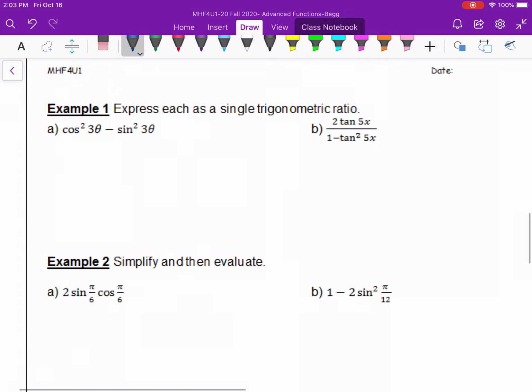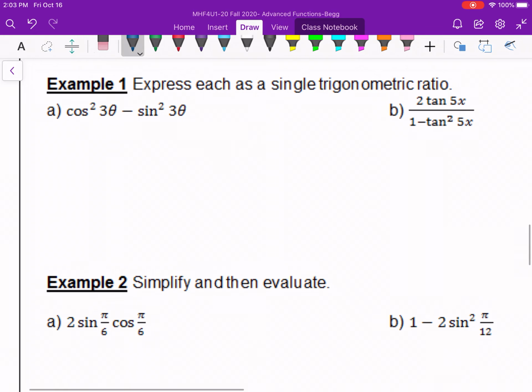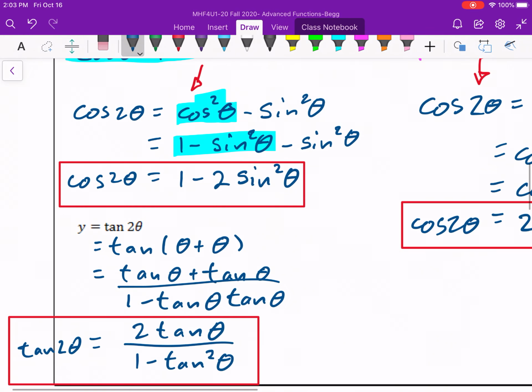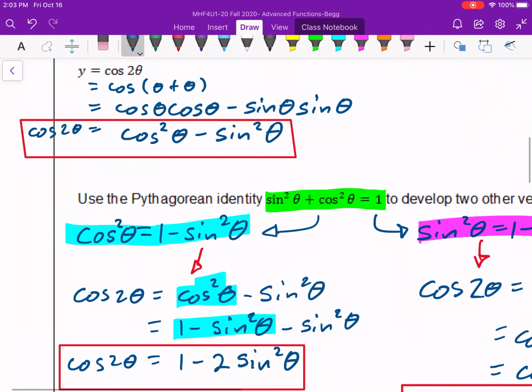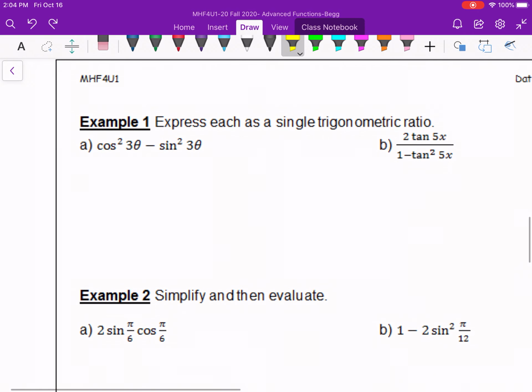So let's use it. Express each as a single trigonometric ratio. What we're supposed to do in this question is look at this and go, oh, wait a minute, that looks kind of like something I've already seen. Cos squared something minus sine squared something. Where did I see that? Oh, there it is. Cos squared theta minus sine squared theta. If I work that backwards, that's the same as cos 2 theta. So I just have to find out what theta is, double it, and it'll be equal to cos 2 that.